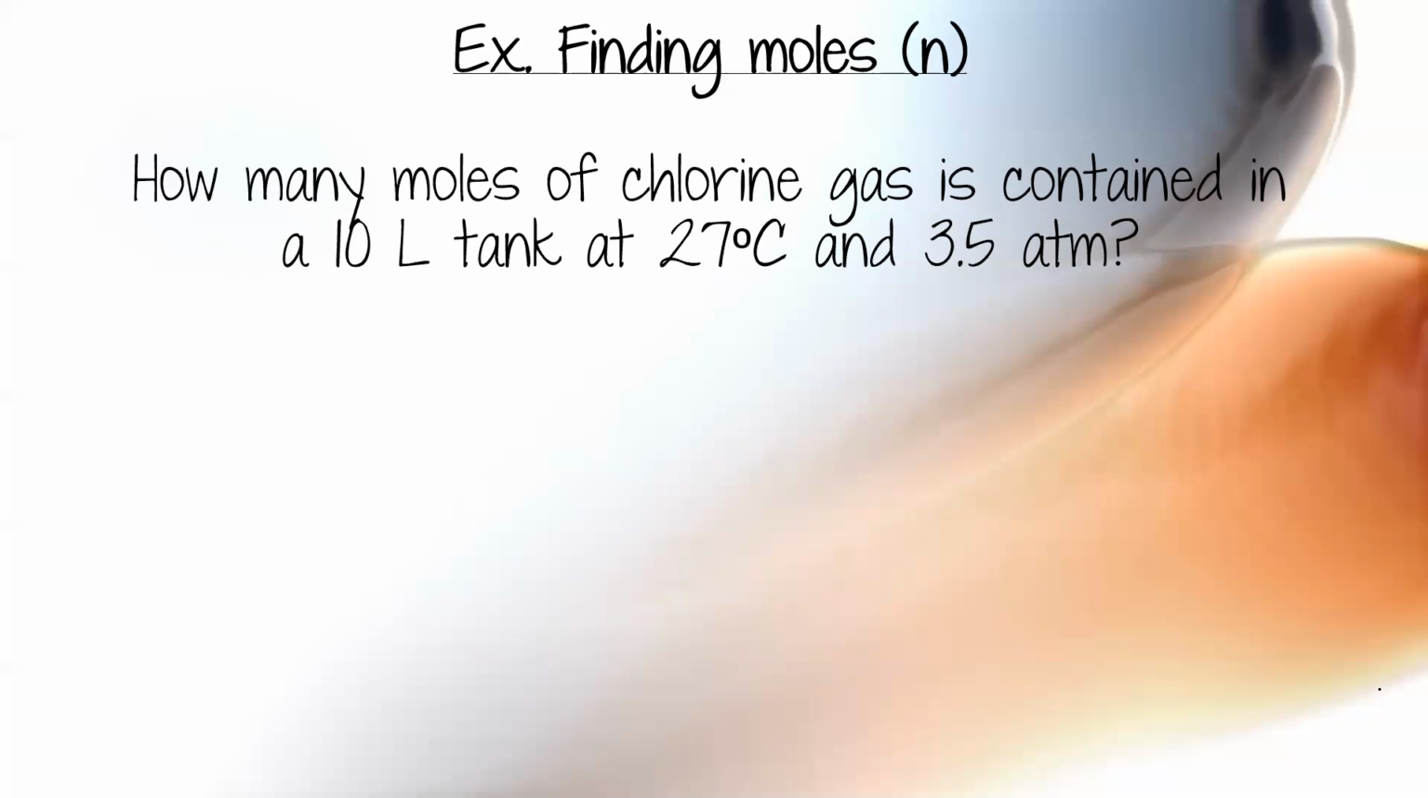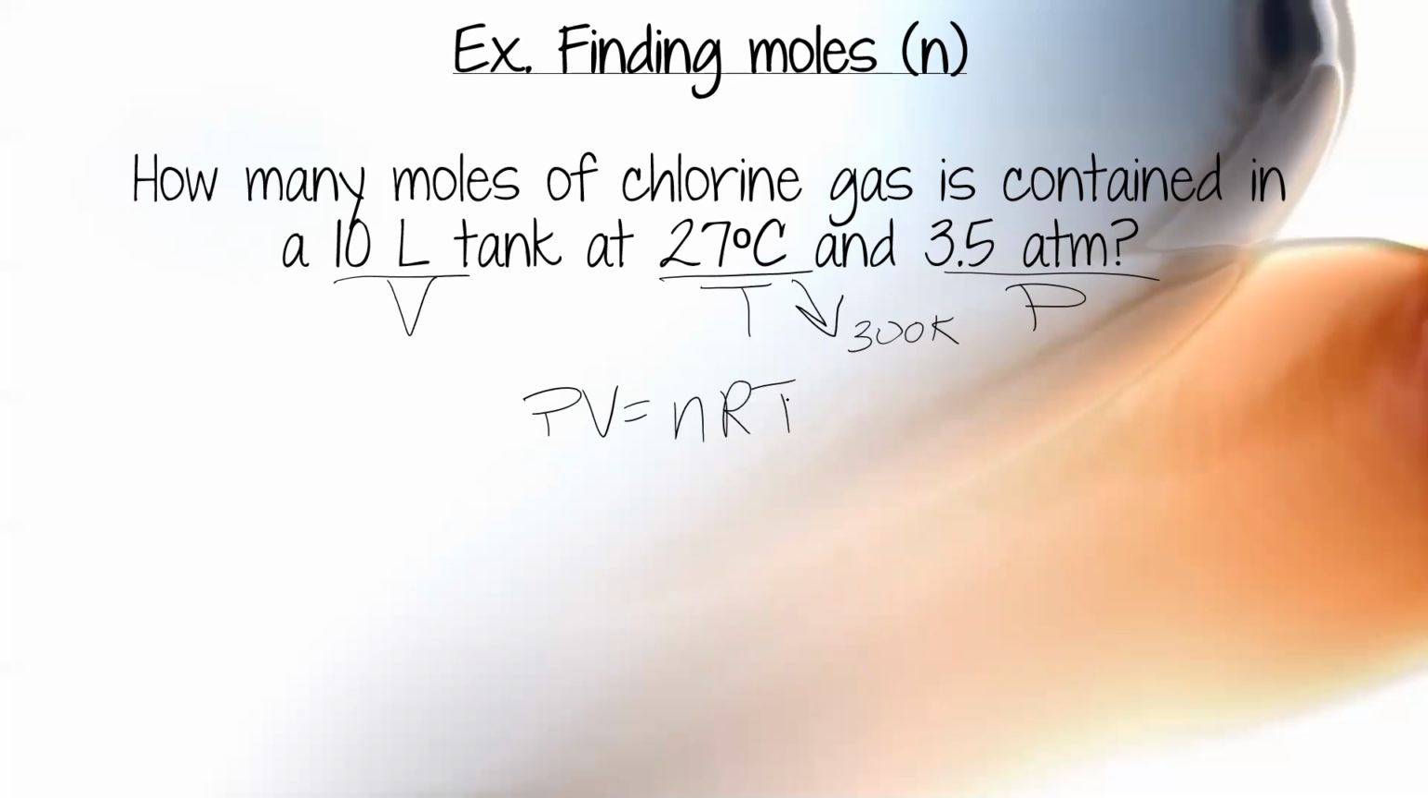If you guessed it, now we're going to be solving for N moles. So how many moles of chlorine gas is contained in 10 liters at 27 degrees Celsius and 3.5 atm? Only thing I have to convert is I have to change my temperature into Kelvin. So add 273. That gives us 300K.